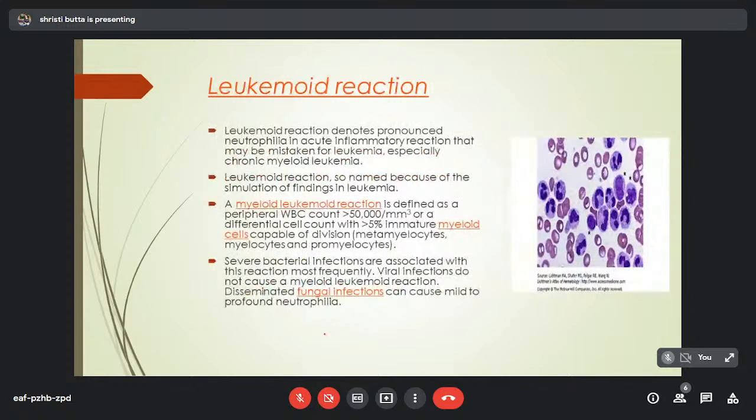Now, what is this leukemoid reaction? Leukemoid reaction denotes a pronounced neutrophilia in acute inflammatory conditions. Okay, a myeloid leukemoid reaction is defined as a peripheral blood count of WBCs which is more than 50,000 per cubic mm, or a differential count with more than 5% of immature myeloid cells capable of division, typically the metamyelocytes, myelocytes, and promyelocytes. Severe bacterial infections are associated with this reaction, but viral infections do not usually cause a myeloid leukemoid reaction. Disseminated fungal infections, however, can cause a mild to profound neutrophilia.